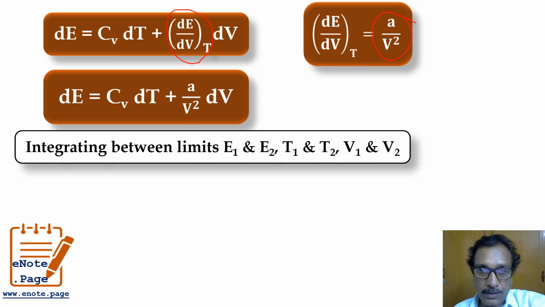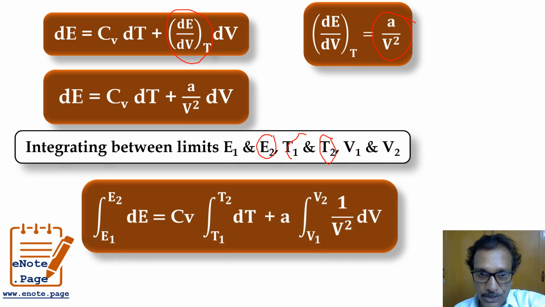Now we are going to integrate this equation between the limits E1 and E2, that is the initial internal energy and the final internal energy E2. Similarly, the initial temperature T1 and the final temperature T2, and the initial volume V1 and the final volume V2. So this is the integral relation. Here we are taking CV out because it is a constant, the heat capacity at constant volume. Similarly, a is also a constant, so it is taken out. Then we integrate 1 by V square into dV. So a and CV are the constants here.